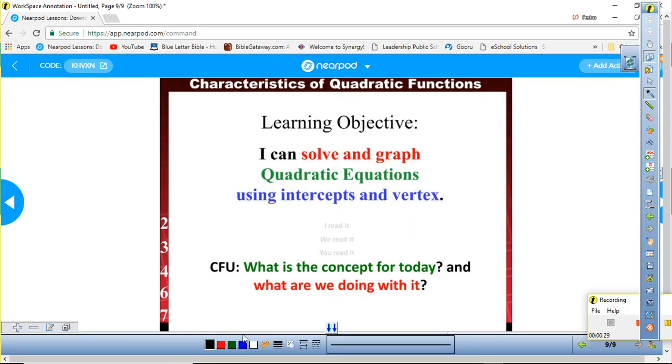So underneath where it says vertex, right underneath, I want you to write: vertex, highest or lowest point. Vertex is the highest or lowest point.